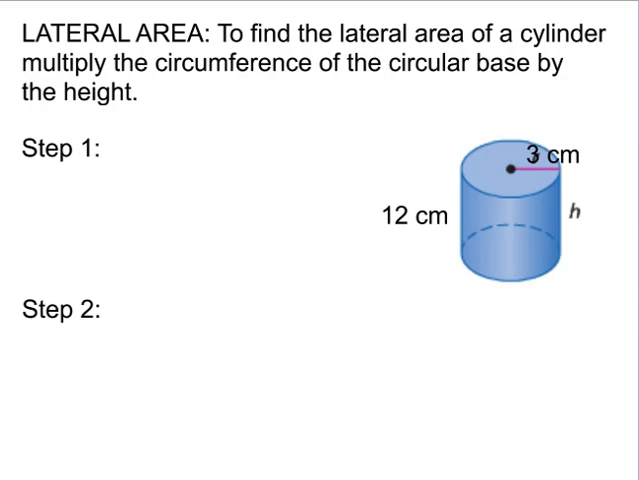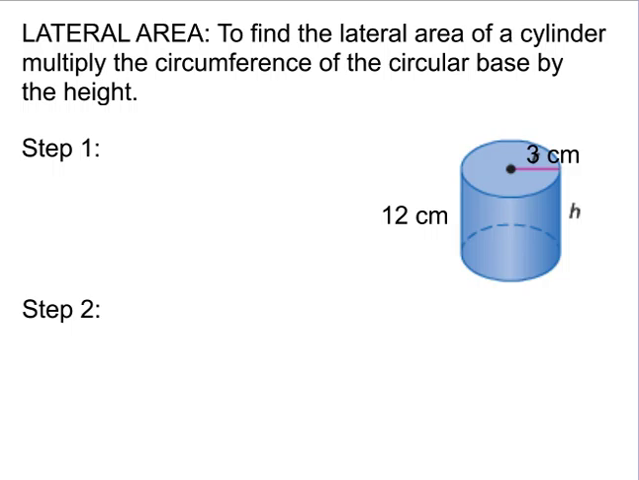So let's go straight to lateral area of a cylinder. To find the lateral area of a cylinder, all you do is multiply the circumference of the circular base by the height. When you think about what shape the lateral area of a cylinder is, if you unfold it, if you laid it out flat instead of it being curled up into a circle, what shape would that lateral area be? It'll be a rectangle, or it could be a square, but it's going to be a rectangle. Colton?